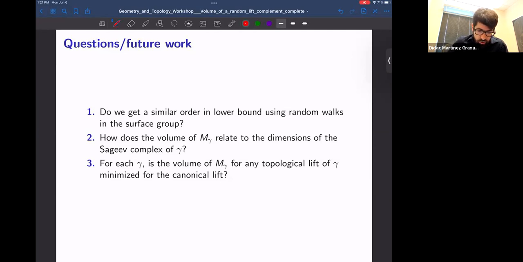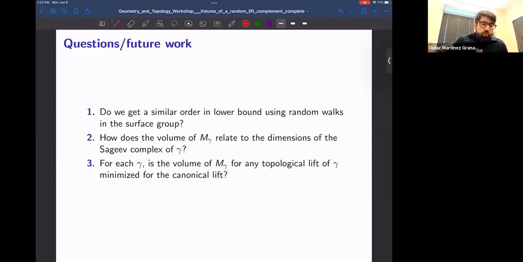Another interesting question is, how does the volume of this hyperbolic three-manifold in gamma relate to the dimension or dimensions of other interesting complexes that you can associate to this curve gamma, such as the Segib complex? And then finally, let's not restrict ourselves to canonical lifts, but what happens if you study, for a fixed geodesic, the volume of all possible topological lifts? Does the canonical lift minimize the volume for that particular geodesic?